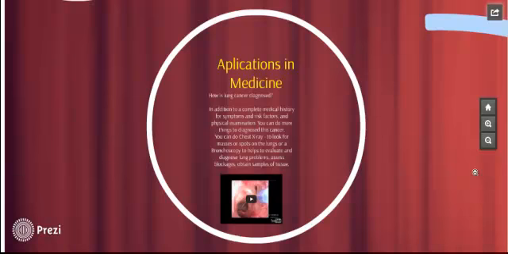How is lung cancer diagnosed? In addition to a complete medical history for symptoms and risk factors and a physical examination, you can do more things to diagnose this cancer. You can do a chest X-ray to look for masses or a spot on the lungs, or a bronchoscopy to help evaluate and diagnose lung problems, assess blockage, and obtain samples of tissue.